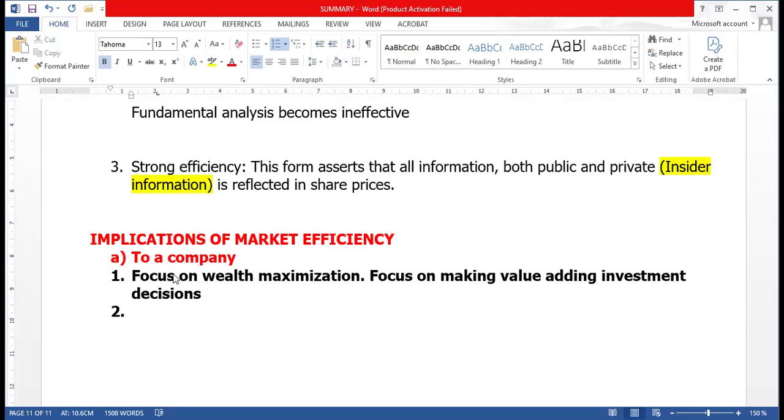So remember, implications can be positive and negative. So don't focus on only the good part. You also bring other points. It could also be the increased investor confidence.